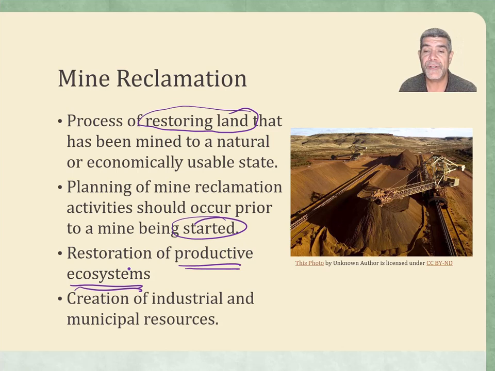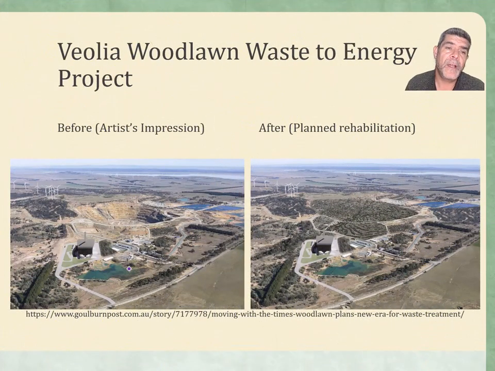And there's one very interesting project that's happening just a little bit further south of Sydney, just south of Goulburn, in fact. So the Viola Woodlawn project is a good example to look at in terms of the way that mines can be reclaimed. So you can see the original mine, which was, I think, about the 1950s to 1970s.